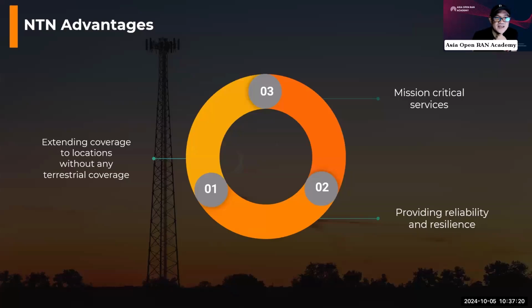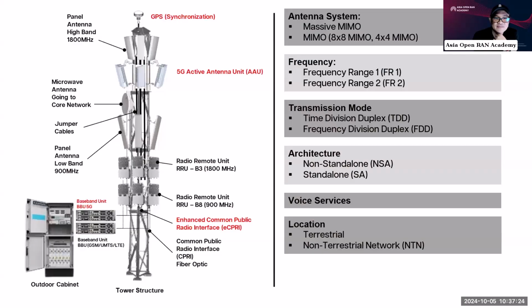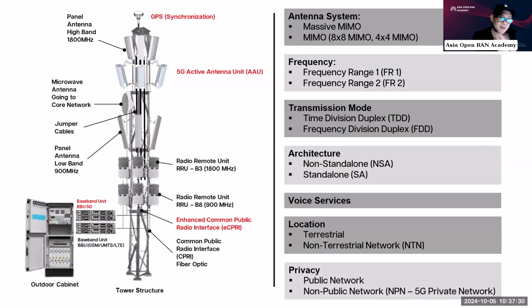Okay. So that is for the terrestrial and non-terrestrial network. Now, puntahan naman natin in terms of privacy. So you have the public network and the non-public network or NPN, the 5G private network. So the public network, ginagamit na natin to. So yung network natin, as long as na-access ng public, bumili ka ng SIM card, you can access the network. So that is part of the public network.